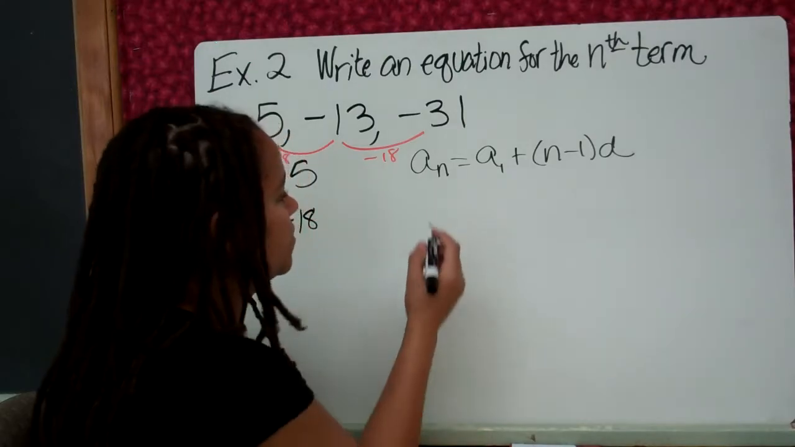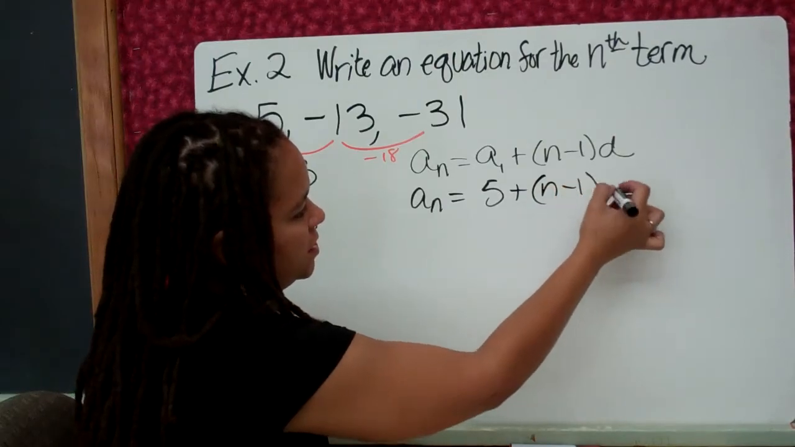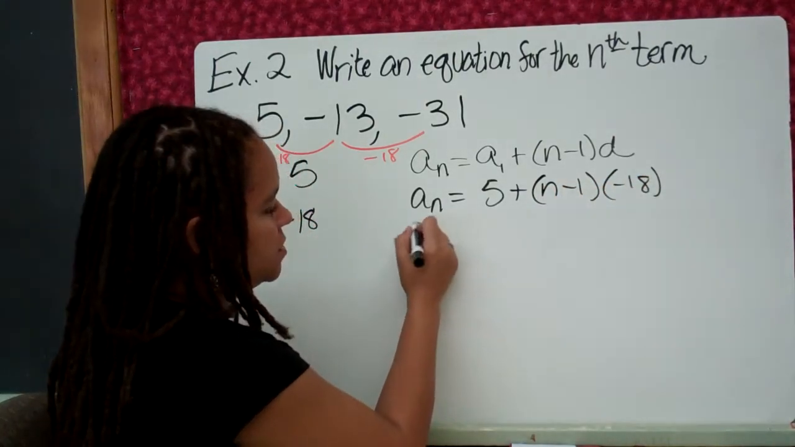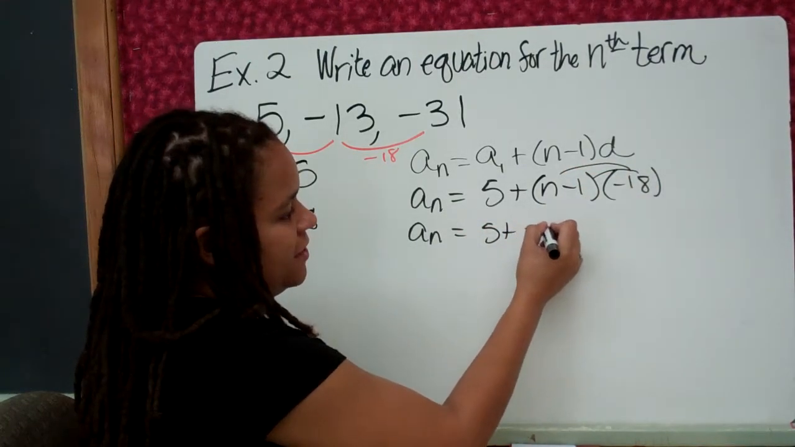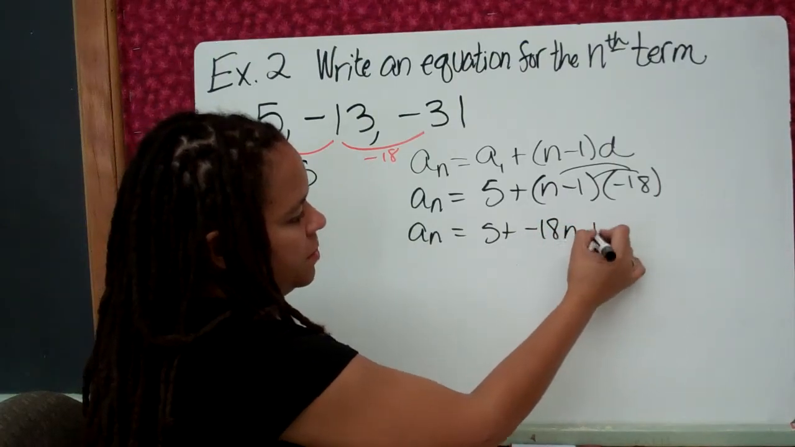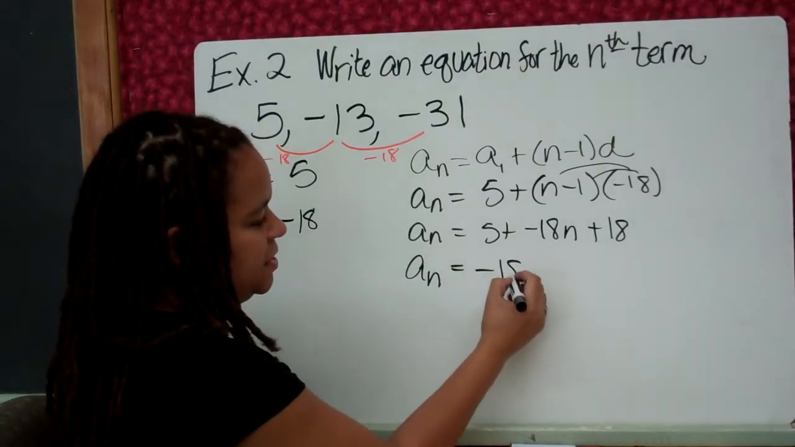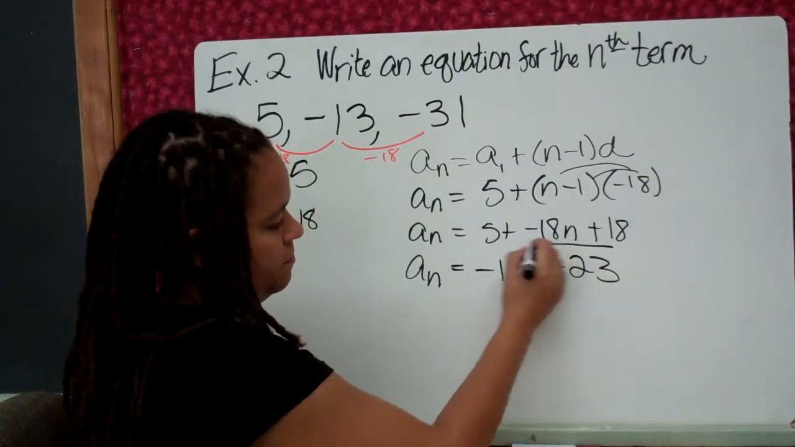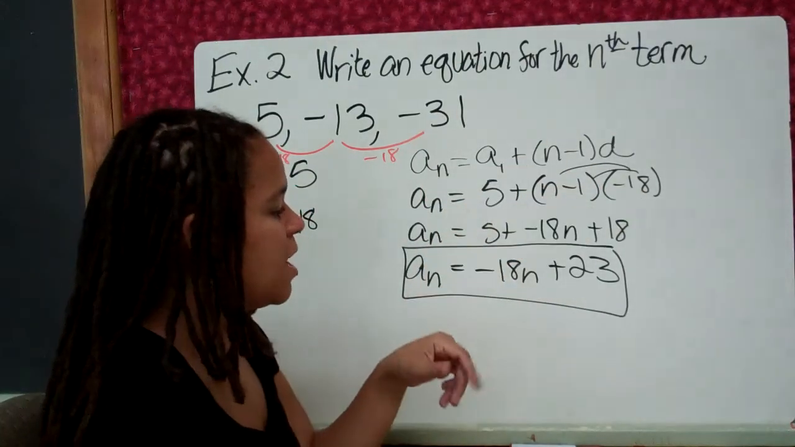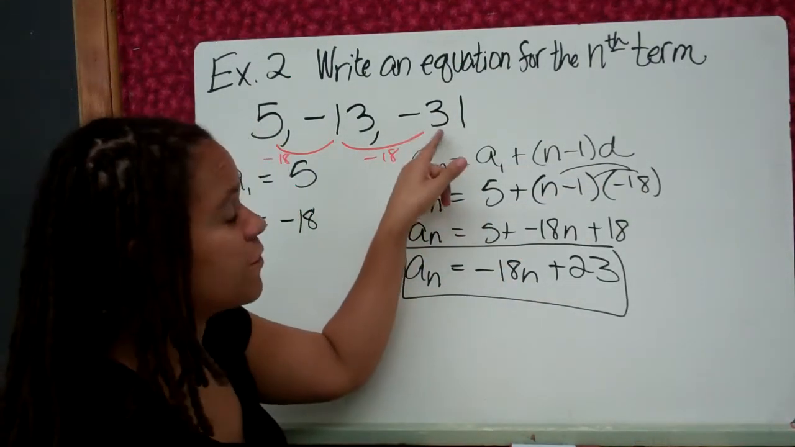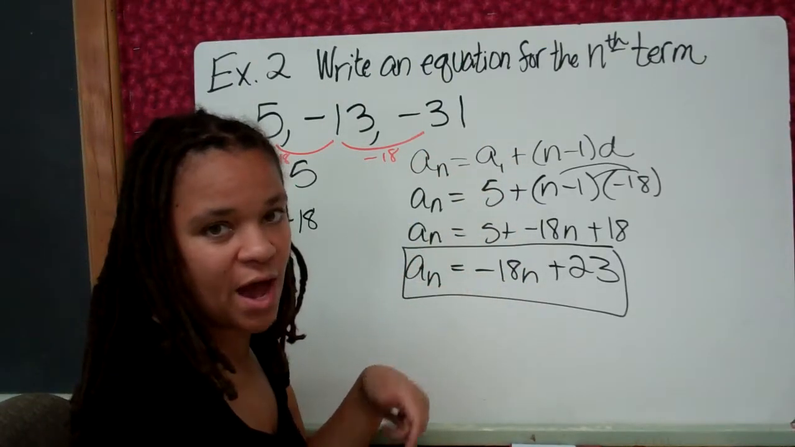Now we can plug everything in. So a sub n is equal to 5 plus n minus 1 times negative 18. So a sub n is equal to 5 plus, let's distribute, negative 18n plus 18. All right, so a sub n is equal to negative 18n plus 23. Now we have an equation that we could use to figure out any term. And you can check it and see if it works. If I were looking for the third term, if I put 3 in here, I better end up with negative 31. Why don't you try that and see if it works?